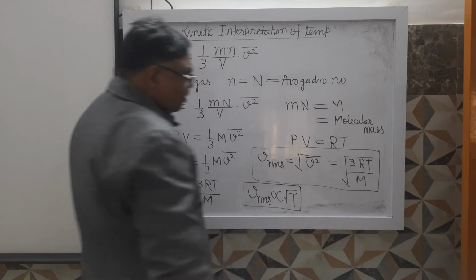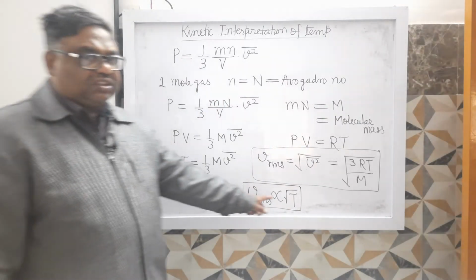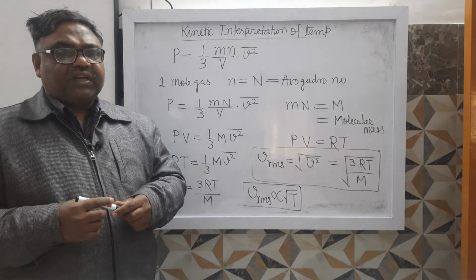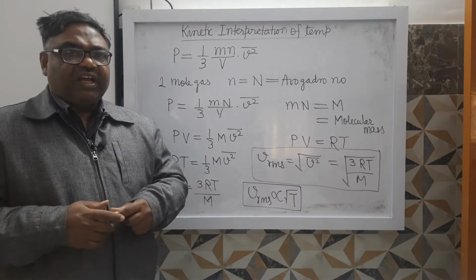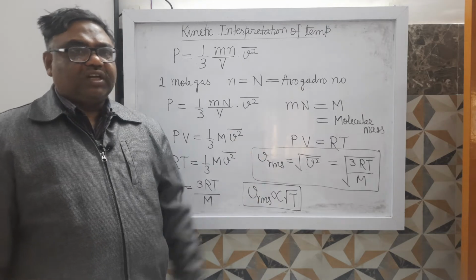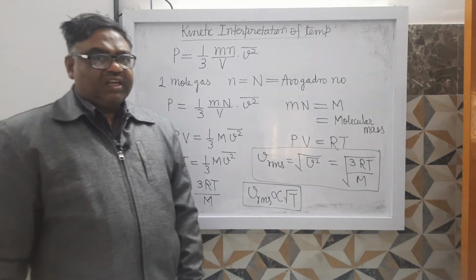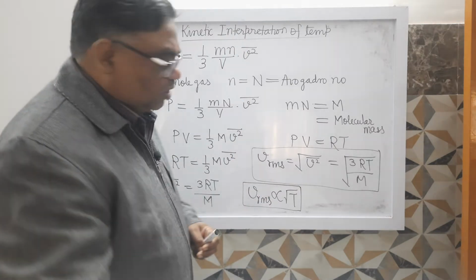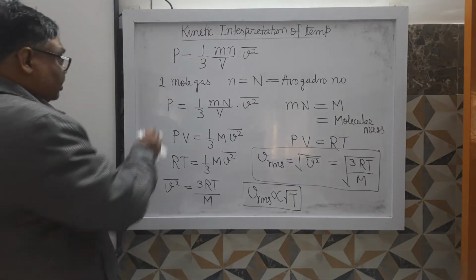Means if the temperature is T, it is the absolute temperature, temperature in Kelvin. If the temperature increases, then average velocity of the molecules will also be increased. It's clear? This is the connection. On increasing the temperature, average velocity of molecules will also be increased.